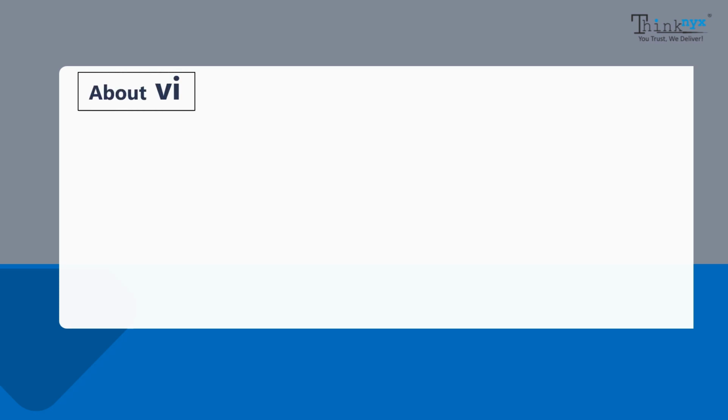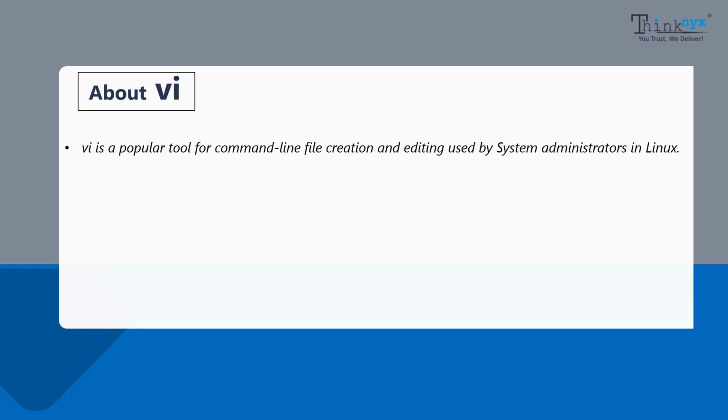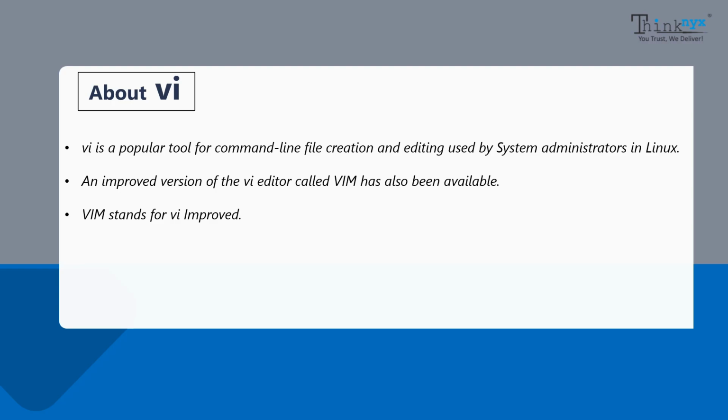What is VI? Visual Editor, popularly called VI, is a tool for command line file creation and editing used by system administrators in Linux. An improved version of VI Editor called Vim is also available. Vim stands for VI Improved. VI is available in almost all Linux distributions. It works the same on different distros and platforms.